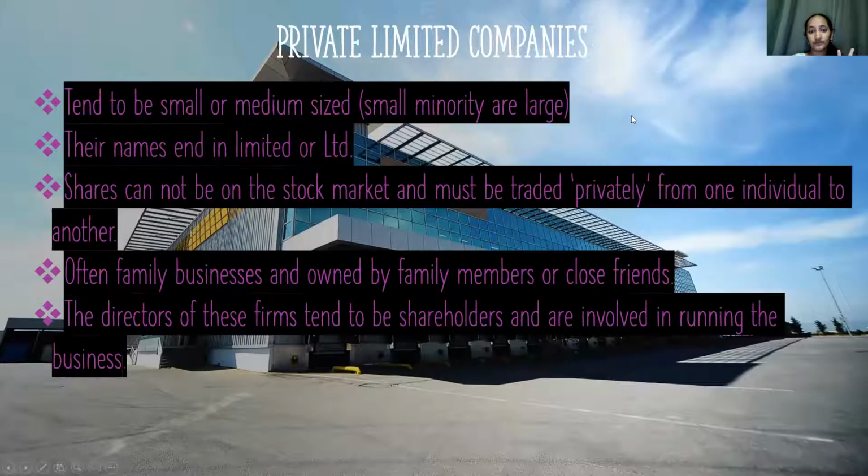Next, private limited companies. There are 2 types of limited companies, private limited companies and public limited companies. Private limited companies tend to be small or medium size. Small minority are large. Their names end in limited or LTD.